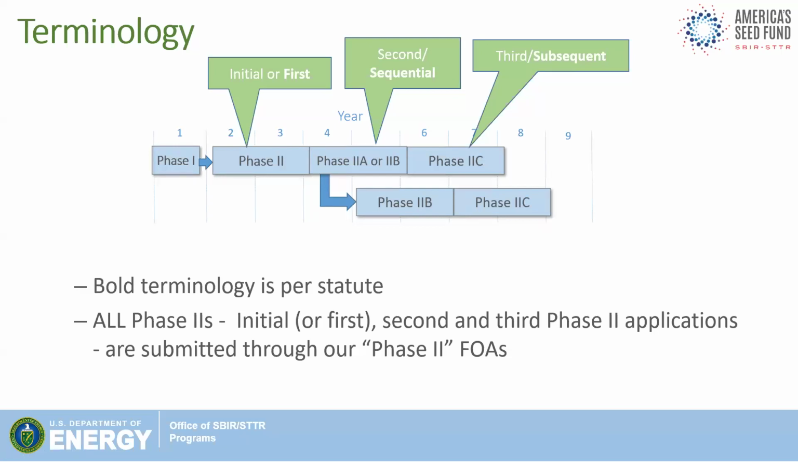And then after you complete your 2A or 2B, you will also have a chance to apply for a third Phase 2 award. So you can see we can fund you over this entire range. We'll also have some numbers on how many we fund typically in Phase 2, 2A, 2B, and 2C.